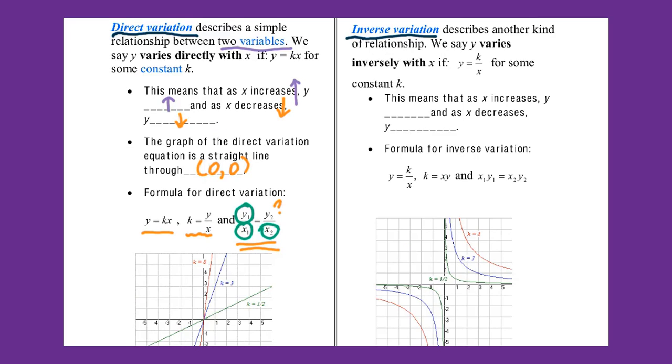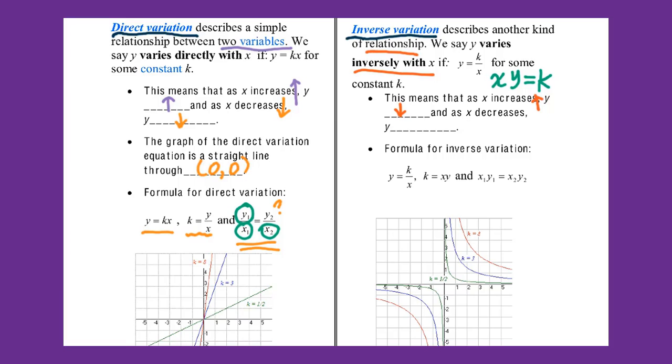Inverse variation describes another kind of relationship. We say y varies inversely with x if y equals k over x for some constant. In other words, remember x times y equals k. So when x increases, y must decrease. That's why we call it inverse variation.